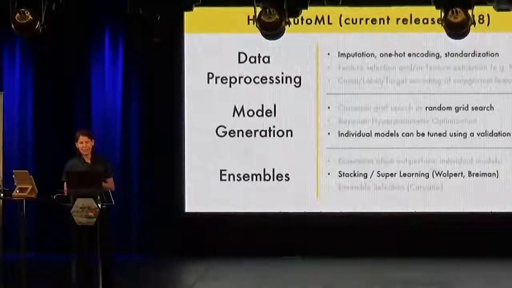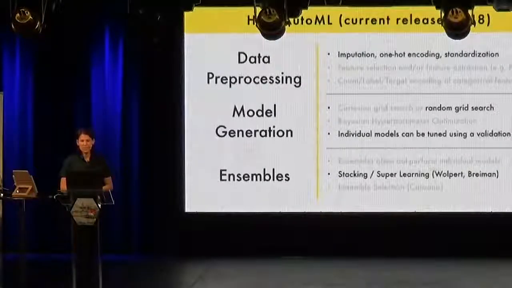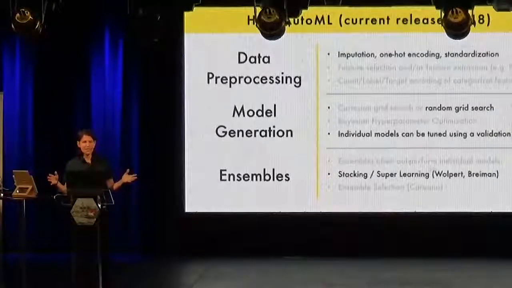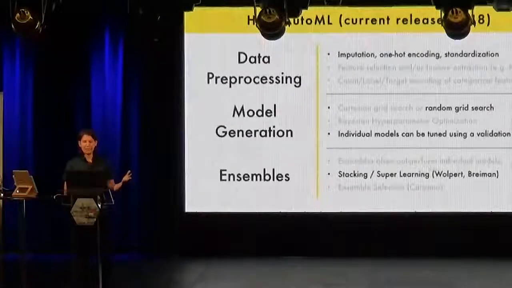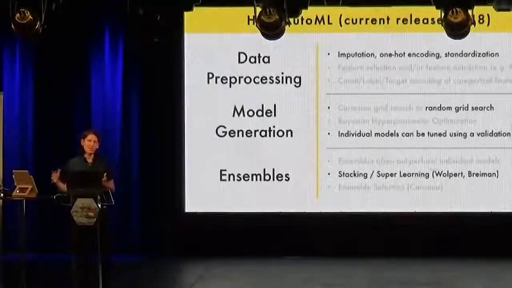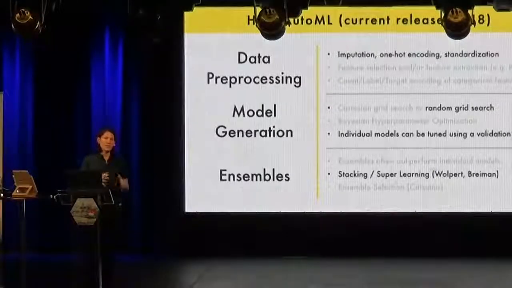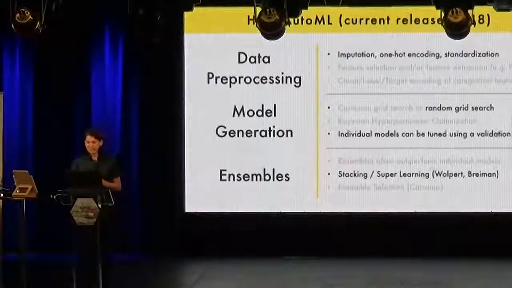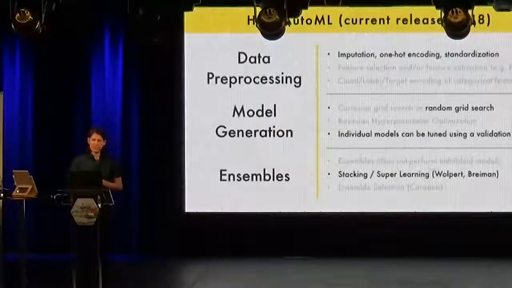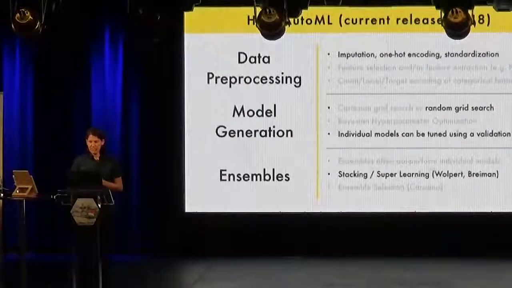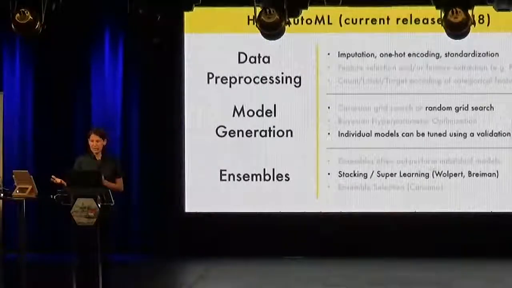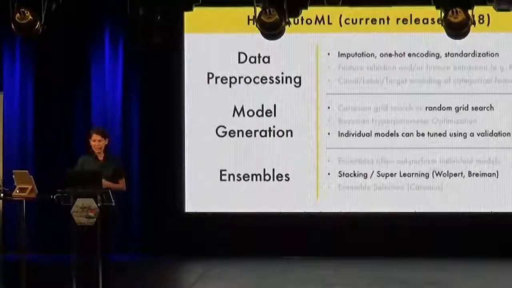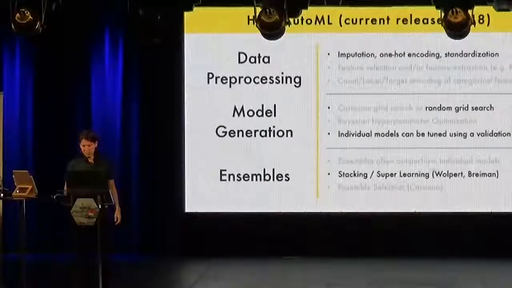All the H2O models do imputation, one-hot encoding, and standardization when required for the machine learning algorithms anyway, so we get that for free. One thing we're working on adding now to AutoML is target encoding. We've just added that to H2O. I don't even know if we've publicized it yet. It's actually just in R right now, but again, it uses the scalable infrastructure underneath. And then we do random grid search, and we tune the individual models using a validation set, and then we do stacking at the end. That's our process.